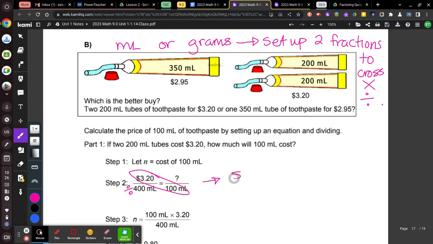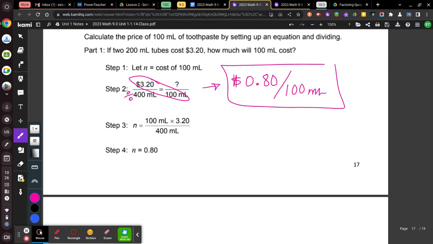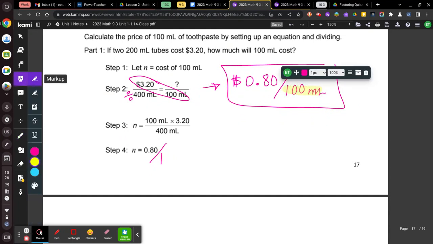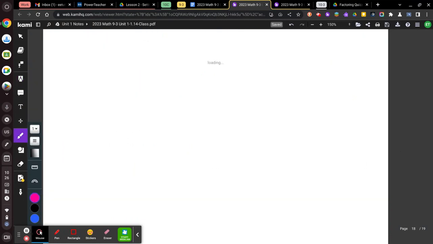That's going to give us 0.80 cents per 100 milliliters. And that's how you would write your answer now. So instead of per 1, it's not 1 anymore. When you use milliliters or grams, it's per 100. So you've got to write this part there. That's the difference with grams and milliliters. Turn your page.